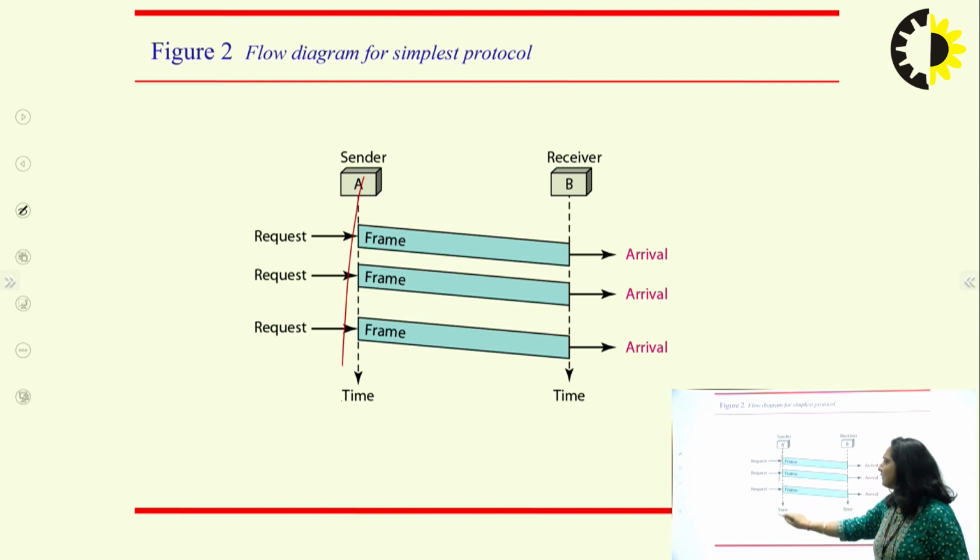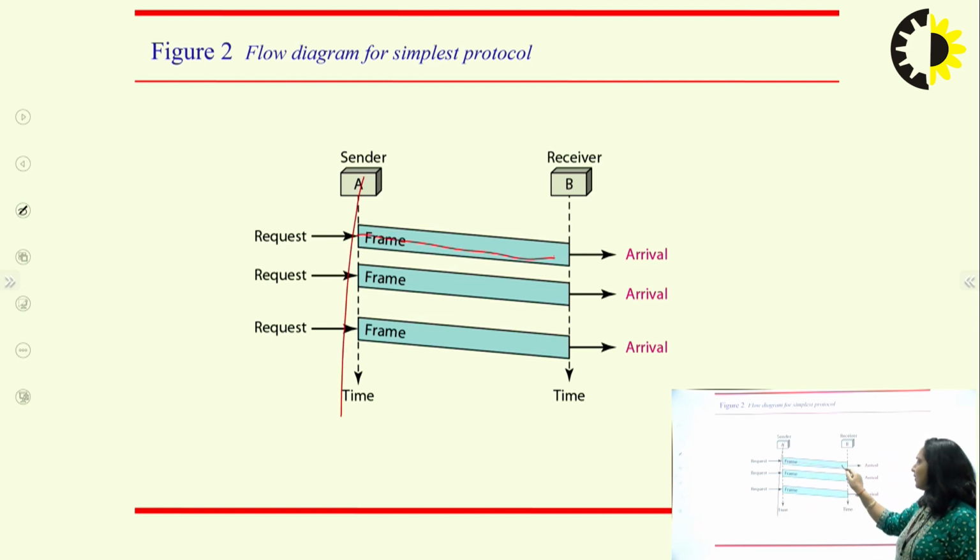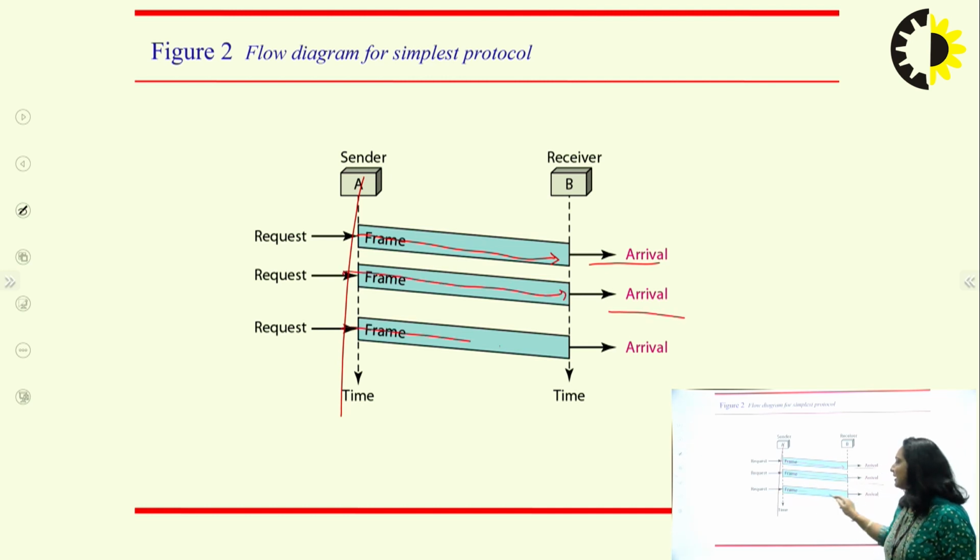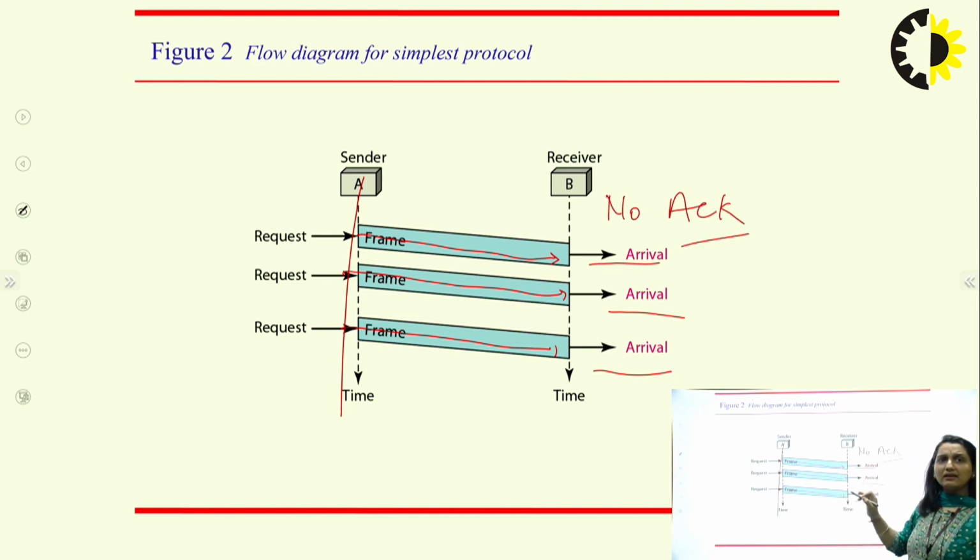At the sender side we send our data frame and then it arrives there. We send our data and it arrives. We send data, and it arrives. We have not received any acknowledgement here. What we are sending, the receiver is receiving.